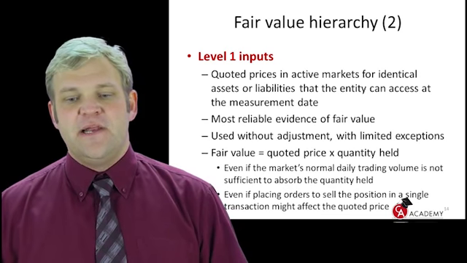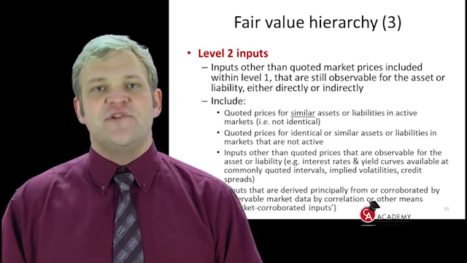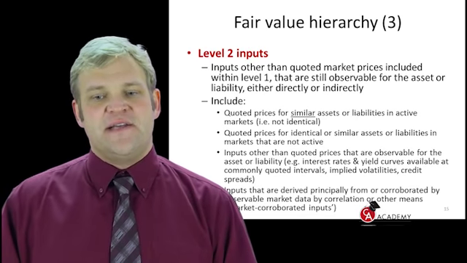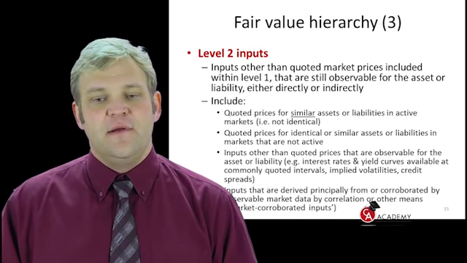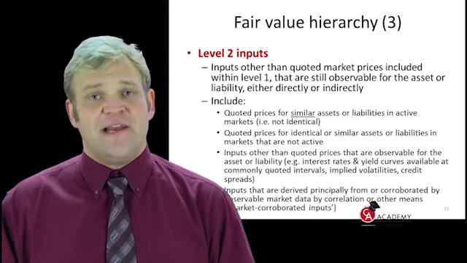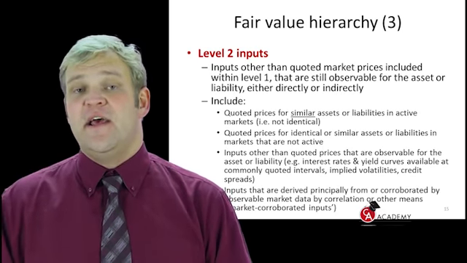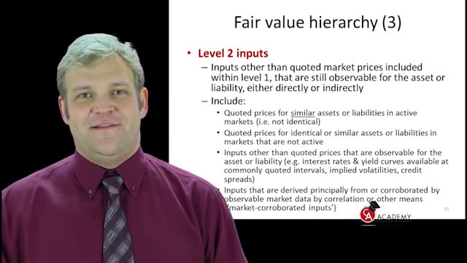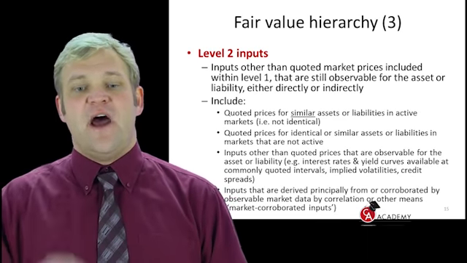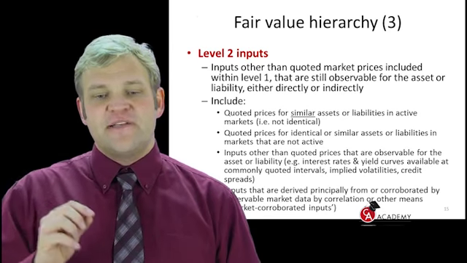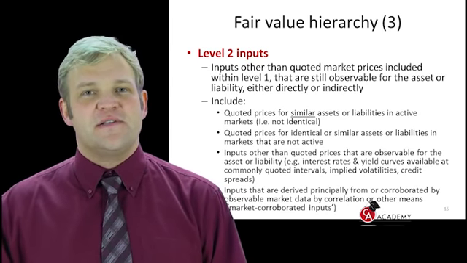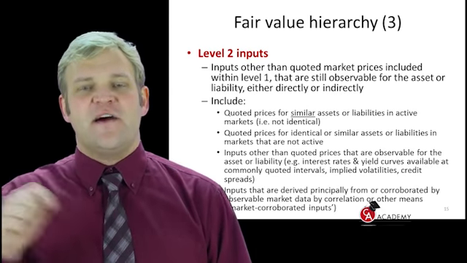All right, let's move on to slide 15. What do level 2 inputs look like? They are inputs other than quoted market prices included within level 1 that are still observable for the asset or liability, either directly or indirectly. So what does this mean? They must still come from the market, but they're not as high quality as level 1. Now I'll show you why. For example, quoted prices for similar assets or liabilities in active markets. So what does that mean? They're not identical, they are just similar.